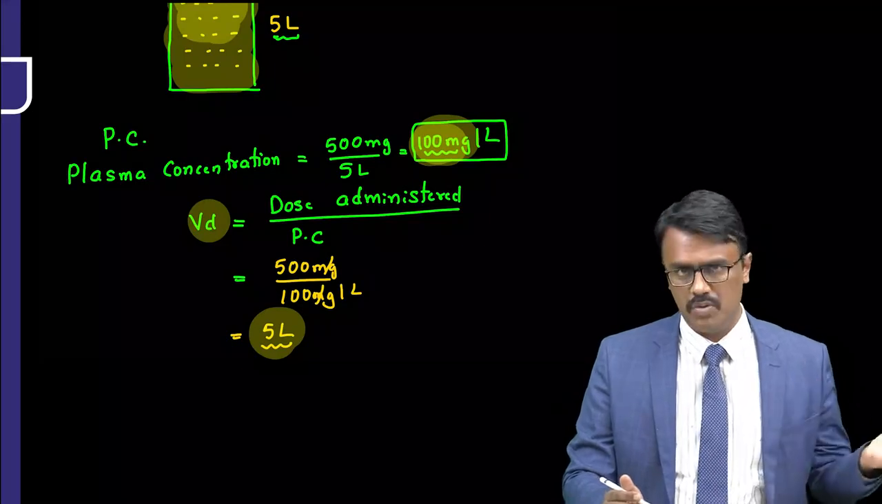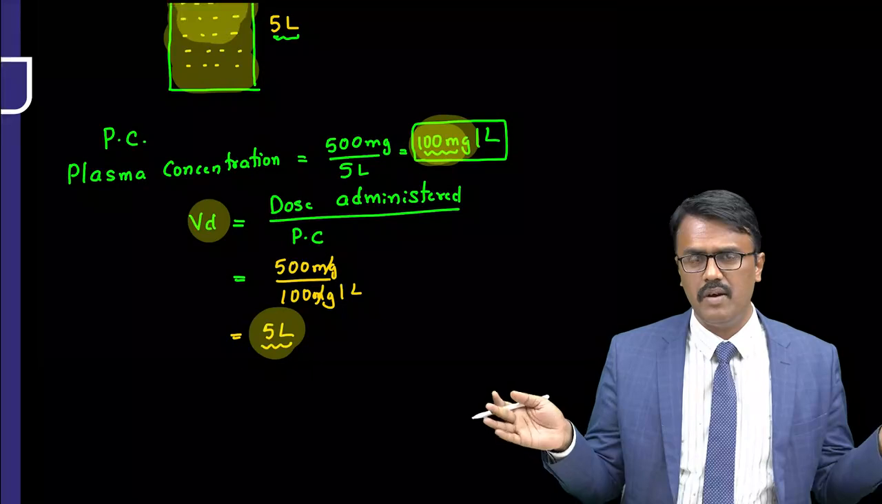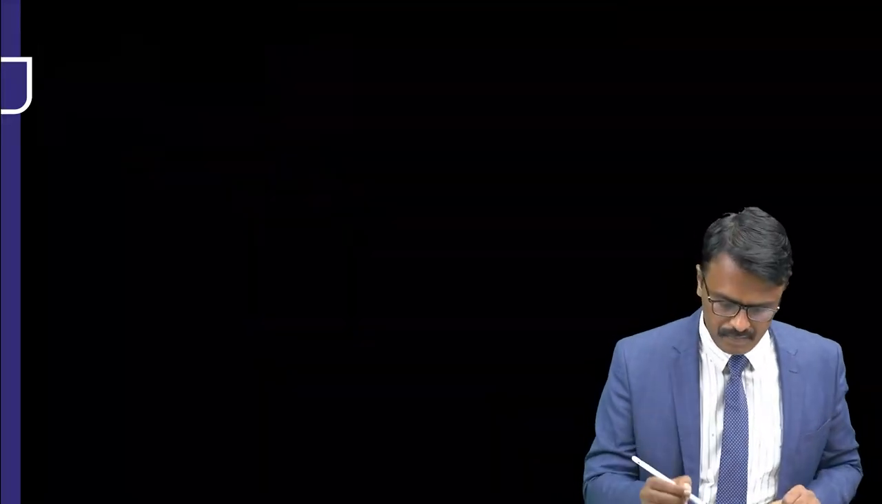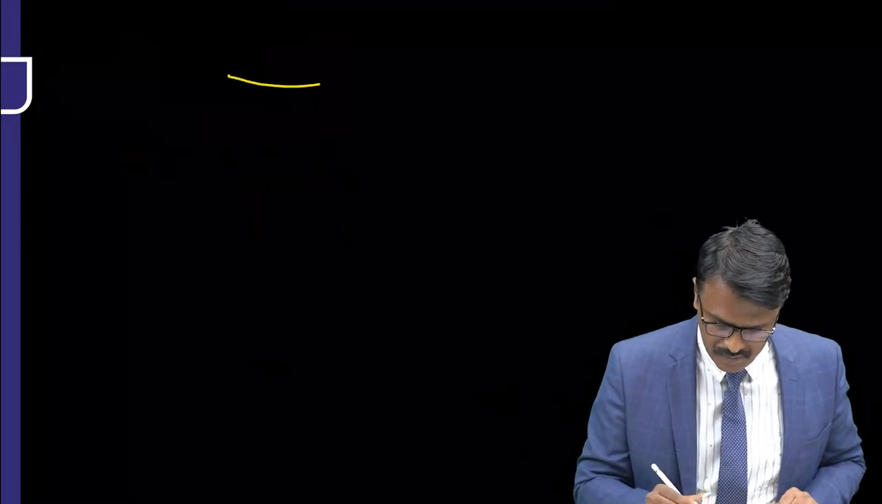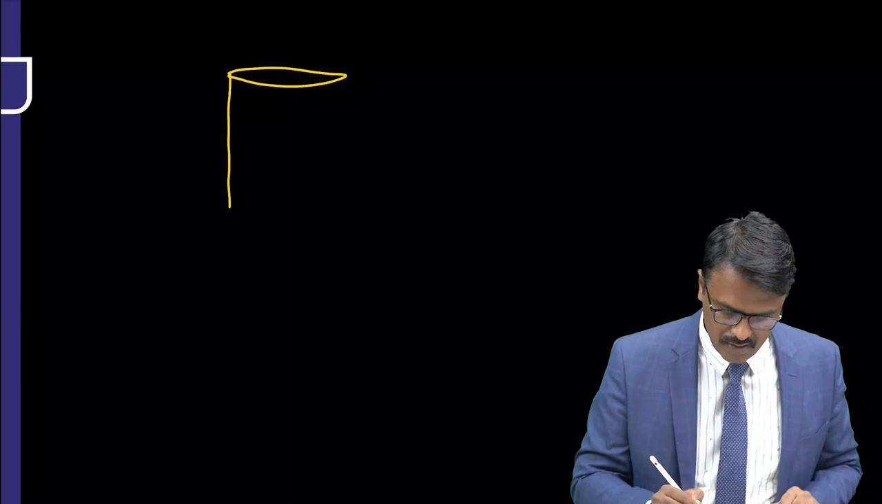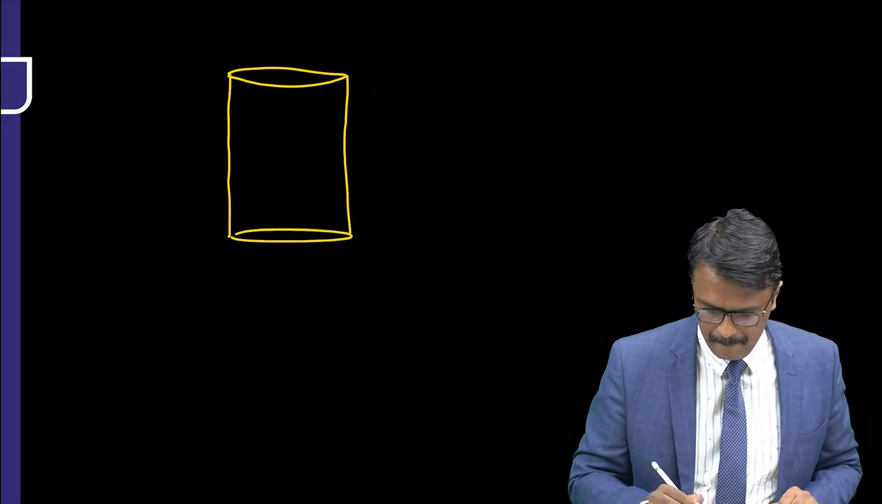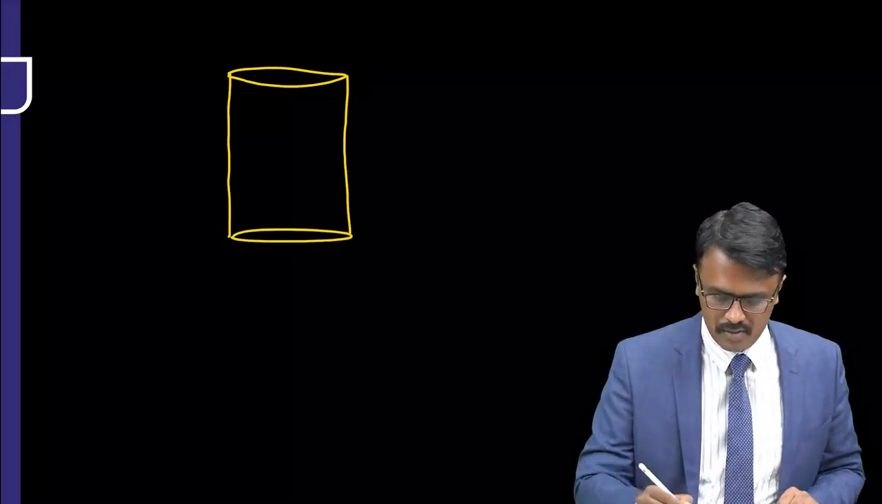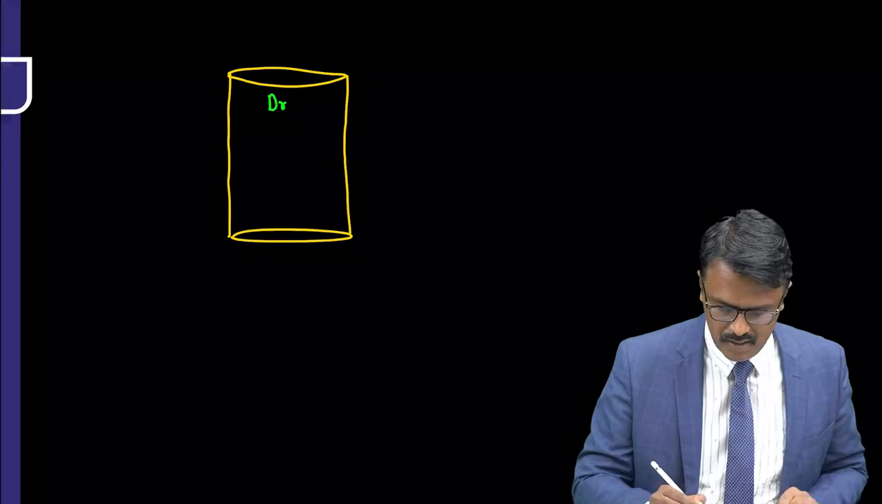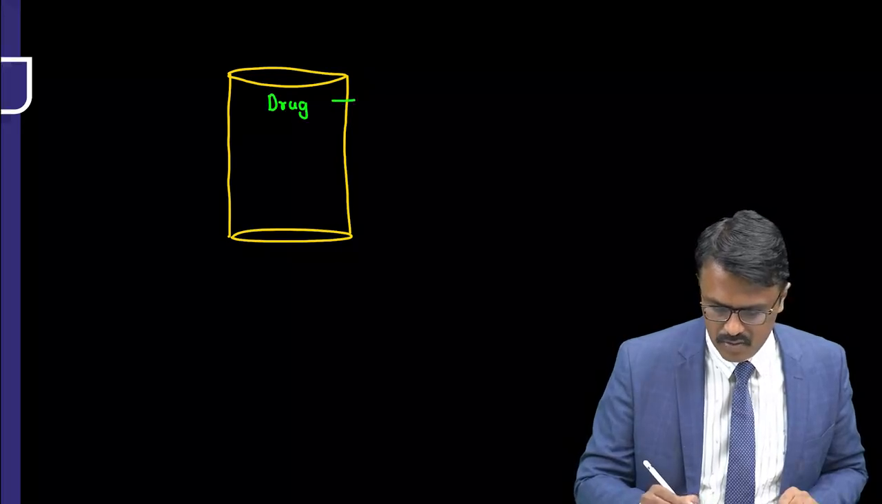The drug has to go out. It has to get distributed everywhere, not only staying in the plasma. Let me take the example here. This is again the same blood vessel I am writing here. This is the same blood vessel here. Right. Now when I give the drug to the person, the drug will not stay in the blood vessel. It has to go out.